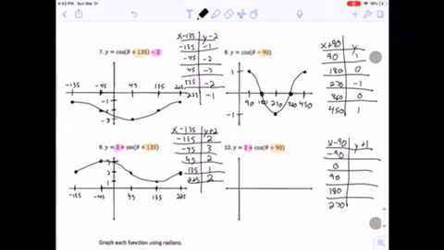Now, since it's cosine, you're starting at 1. 1 plus 1 is 2. 0 plus 1 is 1. Negative 1 plus 1 is 0. 0 plus 1 is 1. And 1 plus 1 is 2. So here we go. So let's start at negative 90 right here, which puts 90 at probably about there. We got 0 and then 90 and then 180 and then 270.